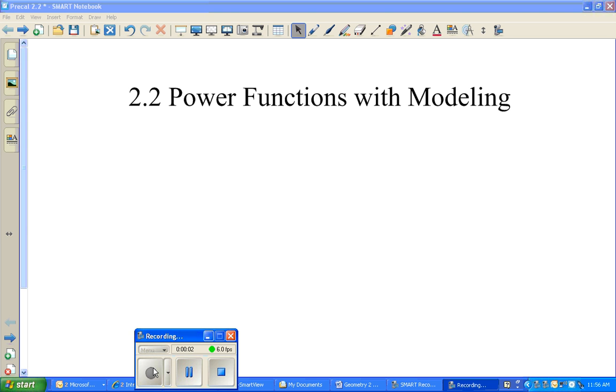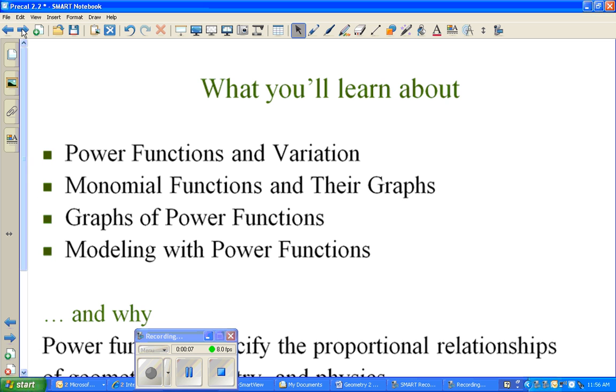Section 2.2, Power Functions with Modeling. What we're going to cover today are what power functions are, what we mean by power functions and variations, and specifically we're going to look at monomial functions and their graphs, as well as graphs of power functions that involve fractions as exponents. You're going to find that these look very similar to what we've been talking about with polynomial functions, and in some ways they're even easier than polynomial functions.